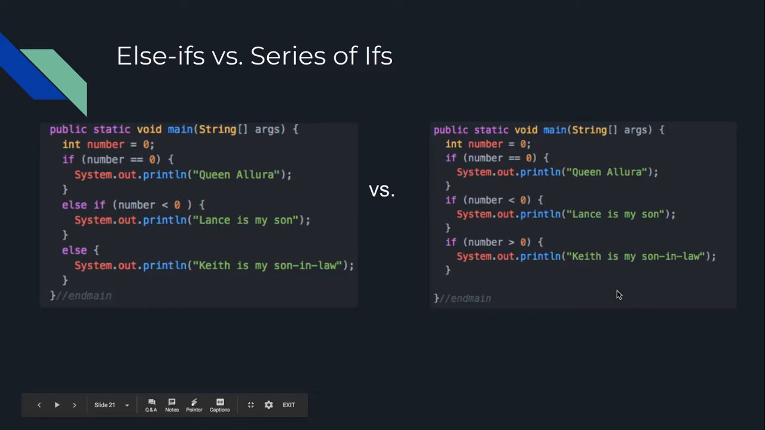On the right-hand side, on the other hand, once again we have number is equal to 0. It'll print Queen Elora here, but then it needs to check this if statement, and also this if statement. So it'll actually take time to read: is this number less than 0? It's not, so I'm not going to print. Okay, now let me check. Is number greater than 0? It's not, so I'm not going to print Keith is my son-in-law.